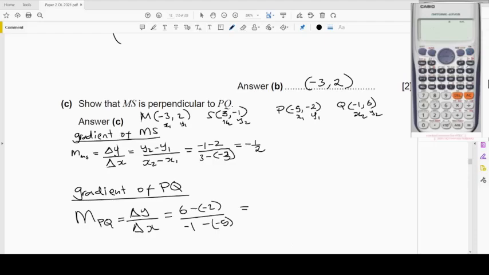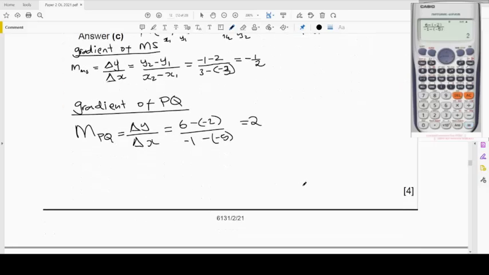All right, sorry, I need to do that again. Okay, so we have 6 minus brackets -2 and -1 minus -5, and this is equal to 2.